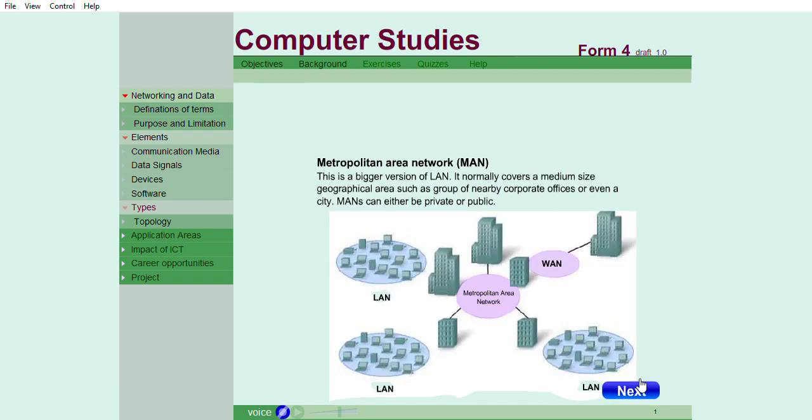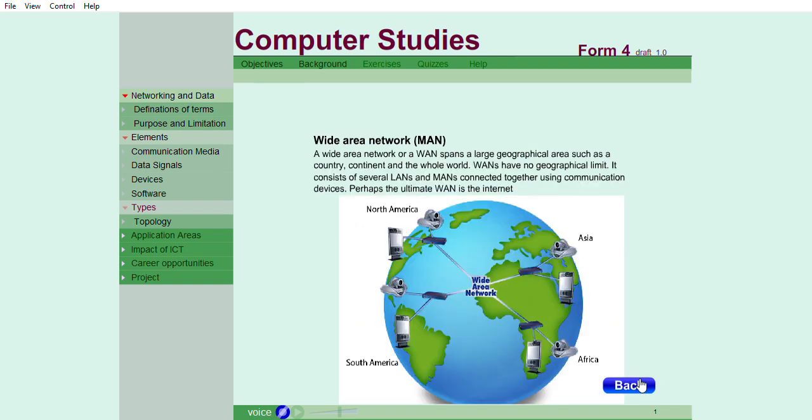Metropolitan Area Network (MAN). This is a bigger version of a LAN. It normally covers a medium-sized geographical area such as a group of nearby corporate offices or even a city. MANs can either be private or public. Wide Area Network (WAN). A wide area network, or a WAN, spans a large geographical area such as a country, continent, and the whole world. WANs have no geographical limit. It consists of several LANs and MANs connected together using communication devices. Perhaps the ultimate WAN is the Internet.